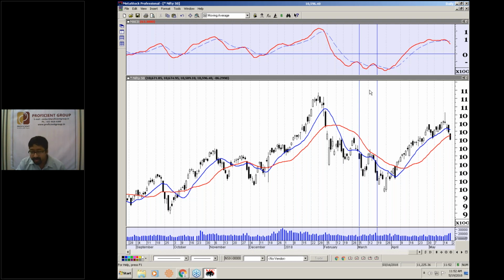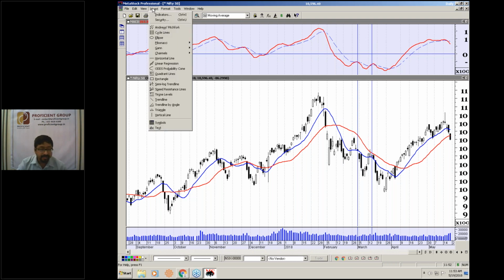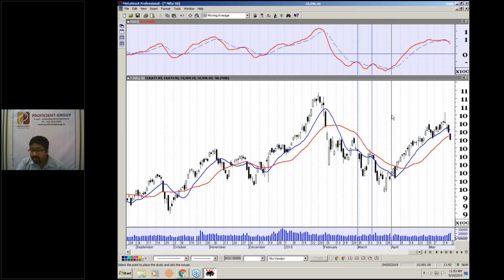Now you can also say that in a similar fashion, I will prefer to see buy signals much below the zero line. So you can say that this is a buy signal in MACD. Yes, I accept this is a buy signal in MACD. This is also a buy signal in MACD, and this one is also a buy signal in MACD, right?